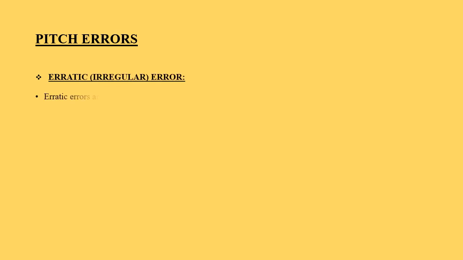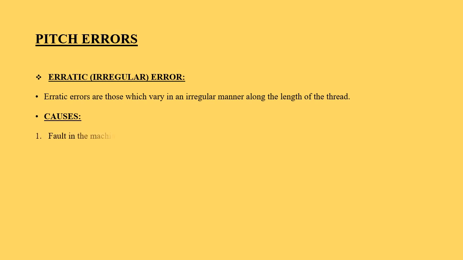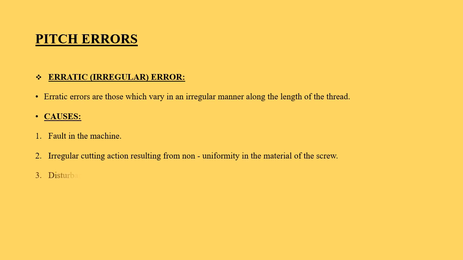Erratic or irregular errors may vary in an irregular manner along the length of the thread. These types of errors may be caused by a fault in the machine, or by irregular cutting action resulting from non-uniformity in the material of the screw, or by disturbances in the machining setup.